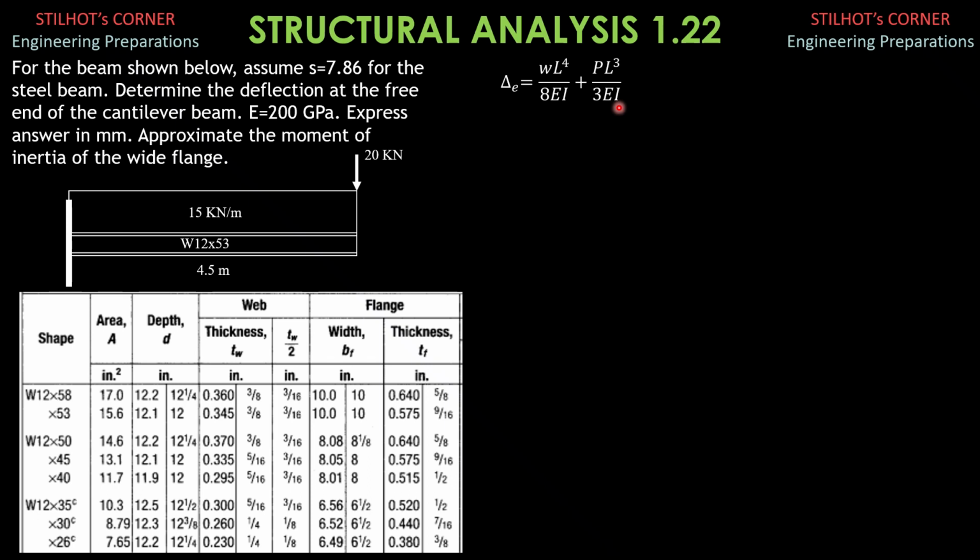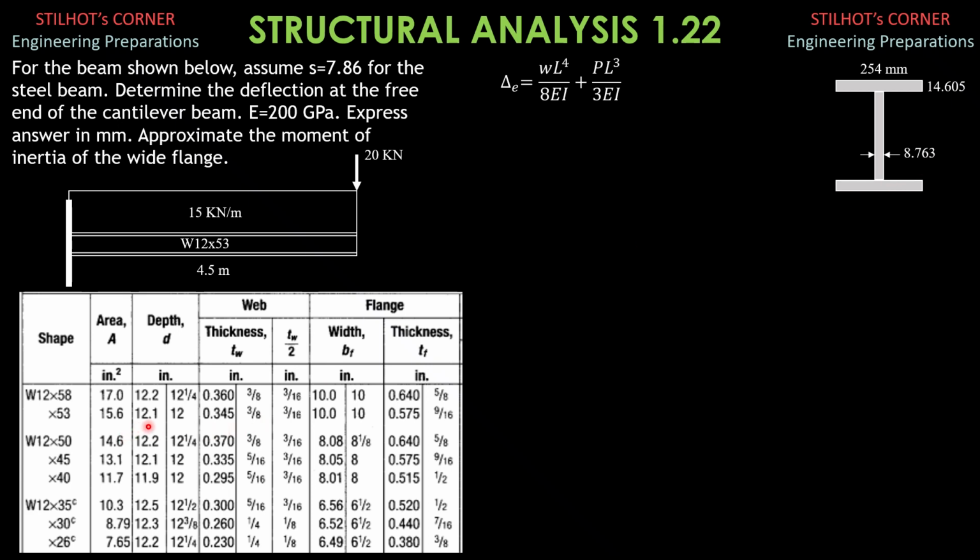And let's solve for I approximately by considering the section to be rectangles. So the width of the flange for W12 by 53 is 10 inches and 1 inch is 25.4 millimeters. So that's 254 mm, 10 times 25.4. The thickness of the flange is 0.575 inch times 25.4, so that's 14.605 mm. The thickness of the web is 0.345 inch times 25.4, so that's 8.763 mm.